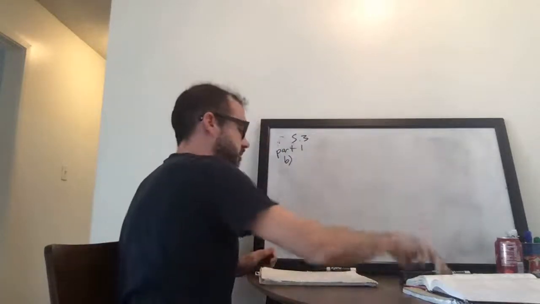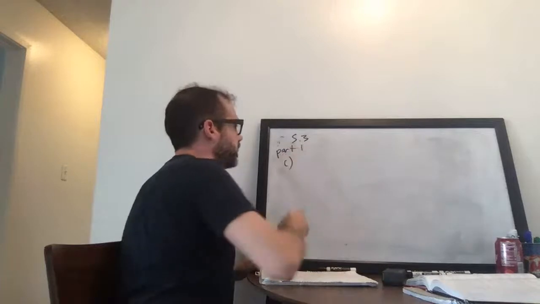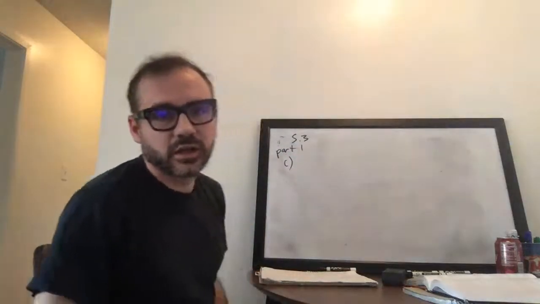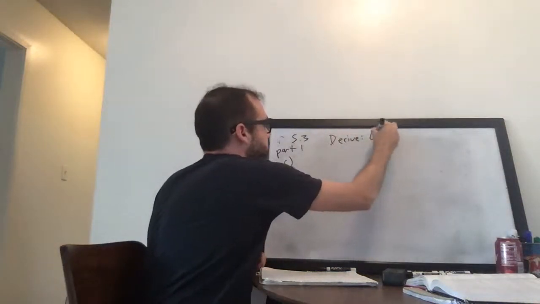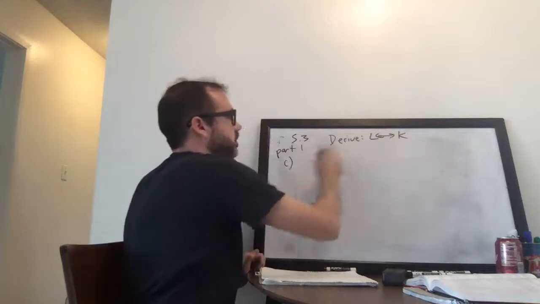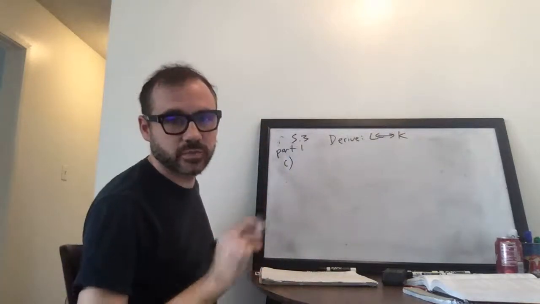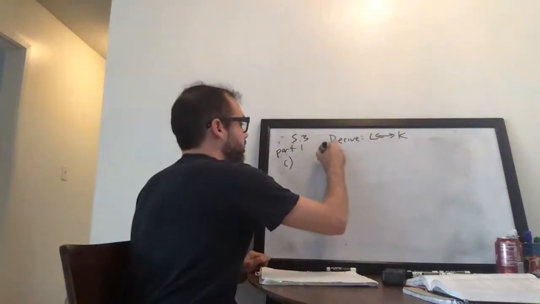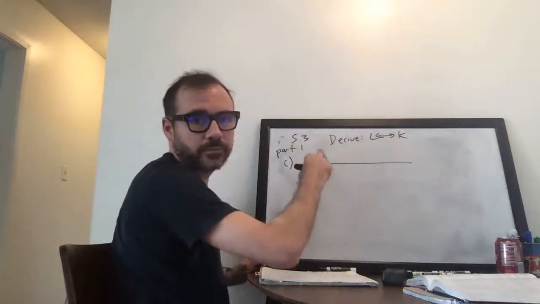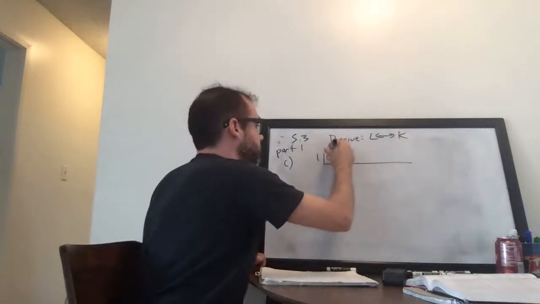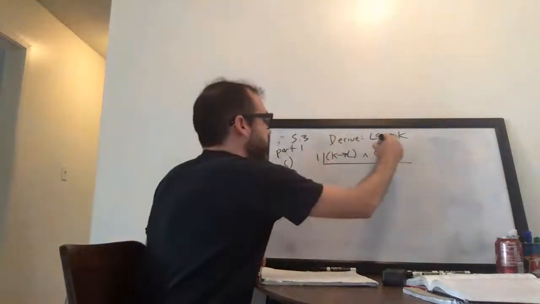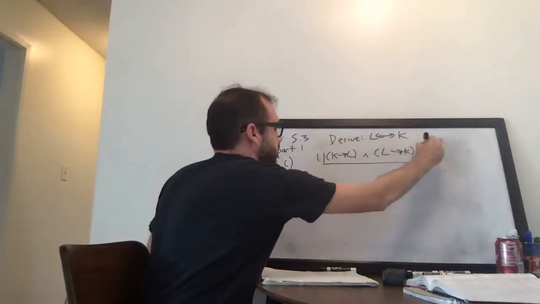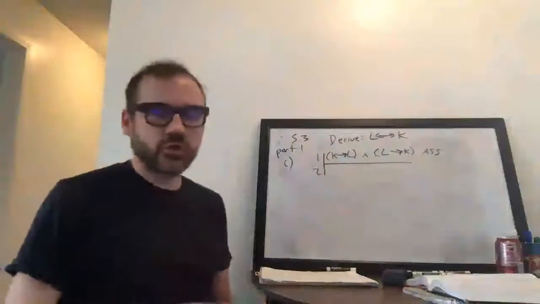So next is problem C, in the same section. What it says is derive L if and only if K, L double arrow K. And the premise that you have is a big conjunction. So the premise is just this: both if K then L, and also if L then K. That's the assumption.